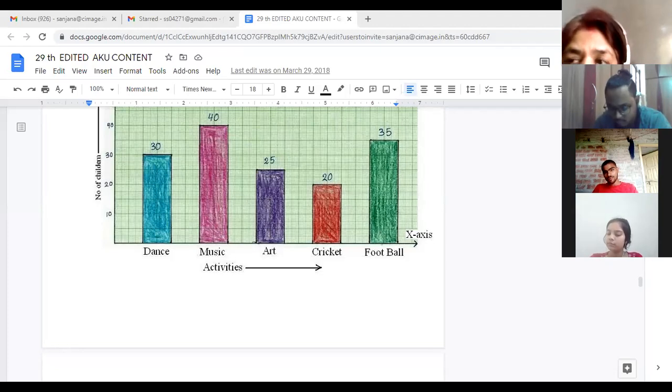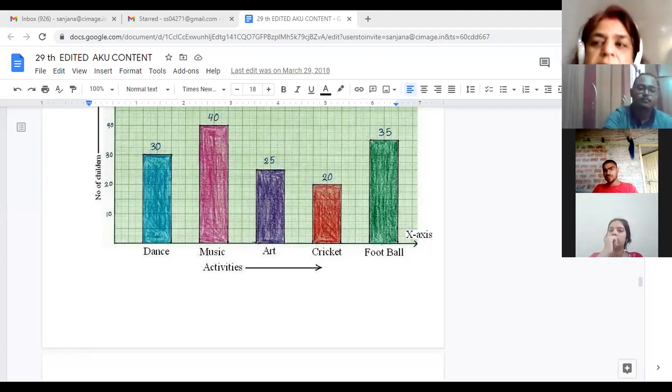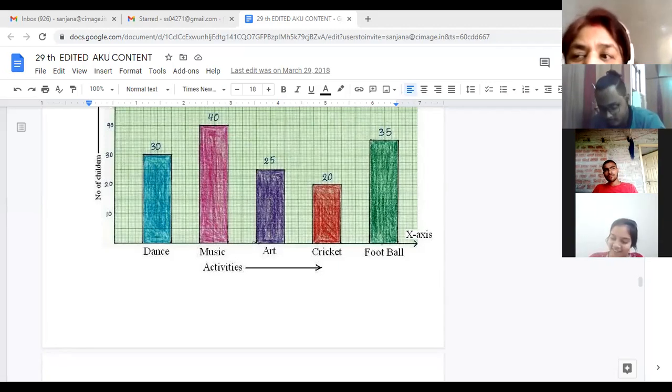आप लोग ये कर चुके हैं ना? Yes, ma'am. Okay, then why are you so quiet? On what occasions will you do the expository writing? Can anyone tell me what is expository writing? Ma'am, descriptive?